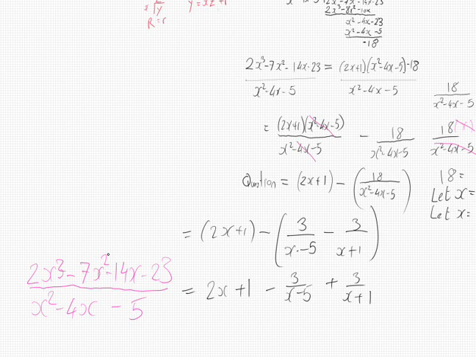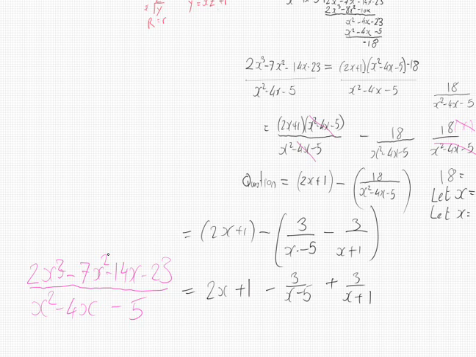Watch. If I put, for example, x is 0, I get here minus 23 over minus 5, which is 23 over 5. And here, if you put x is 0, you get 1 minus 3 over 5 plus 3 over 1, so 3. If you type that in a calculator, I'm sure it'll give you the same fraction. The two sides are identical.